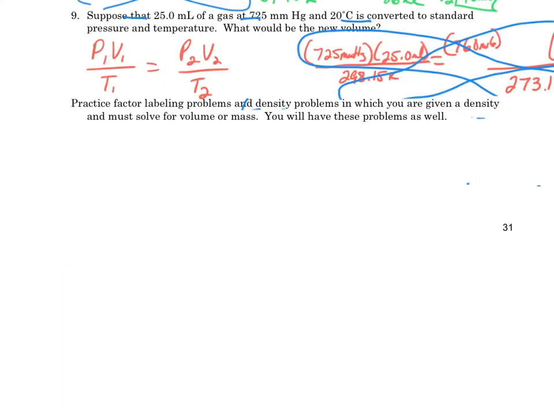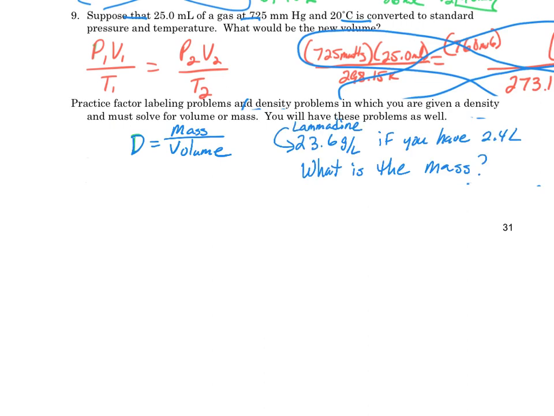The study guide tells us that we have some density problems. Remember that density is equal to mass over volume. So if you're given a density, let me pull up a problem. All right, so here's a problem I just made up. I'm going to make up a substance called lamidine, and it has a density of 23.6 grams per liter. If I have 2.4 liters, what is the mass?